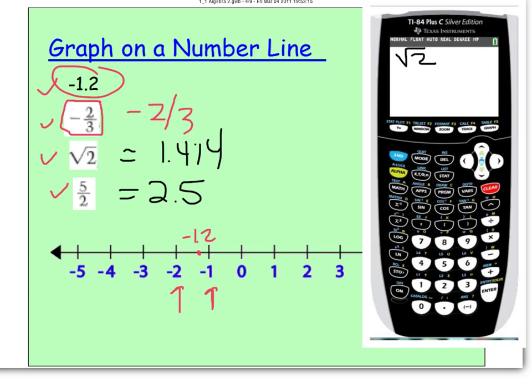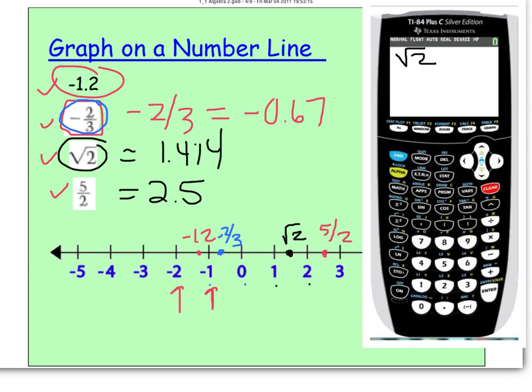Now the square root of 2, that's about 1.4. It's going to be in between 1 and 2. It's about right here. And I'm going to label it as the square root of 2. The last is 5 halves, which is the number 2.5. 2.5 is right here, and again, I'm going to put 5 halves on the actual number line.